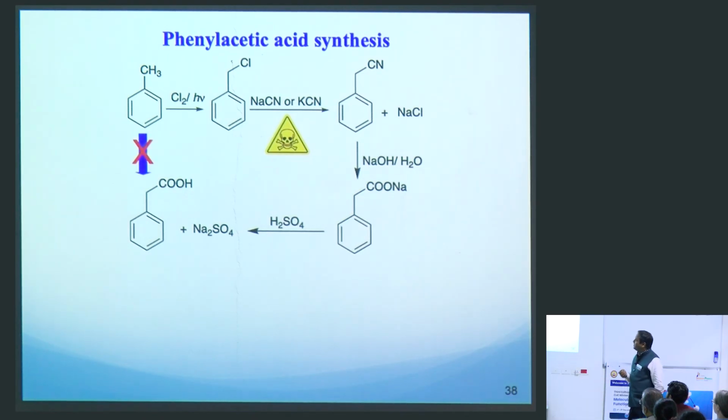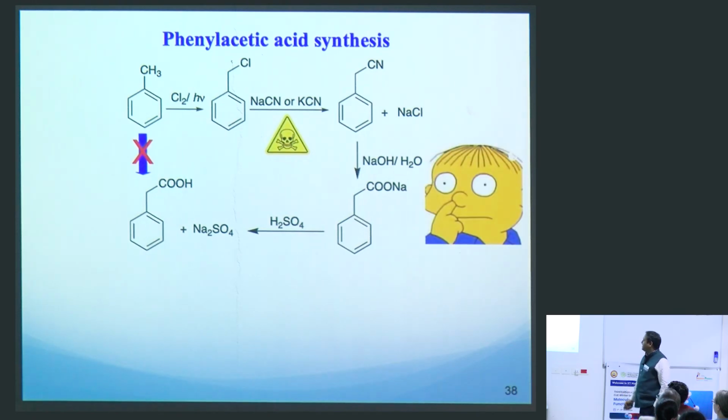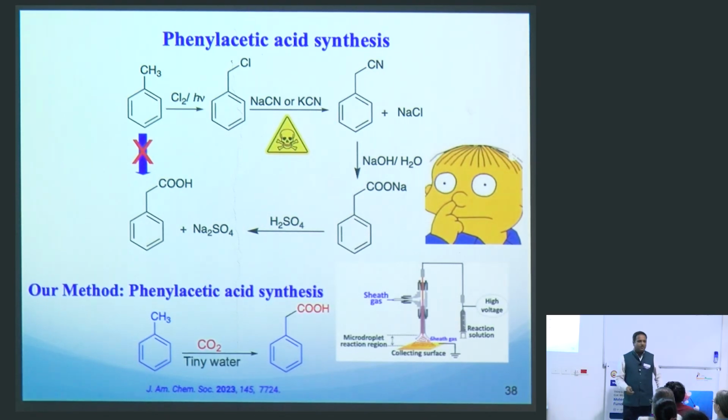Also, until now there is no report where toluene was converted directly into phenylacetic acid. There are methods one can go for, but they are longer routes. What we have done is we have taken the toluene and carbon dioxide, which is electrophilic in nature. We made the anion, that anion added, and then we get the phenylacetic acid. This was in 2023.